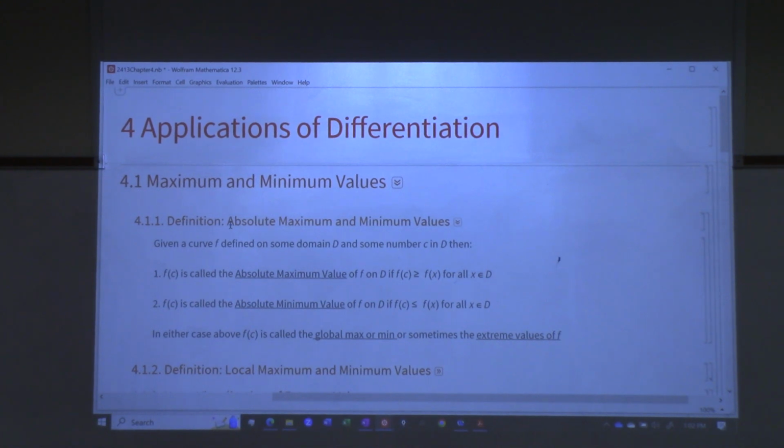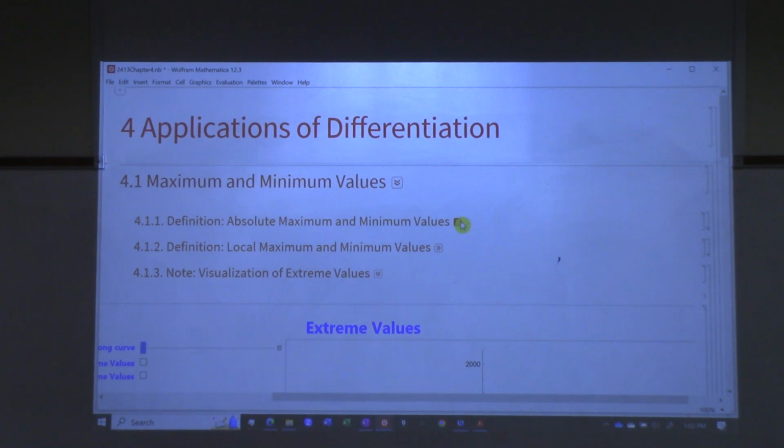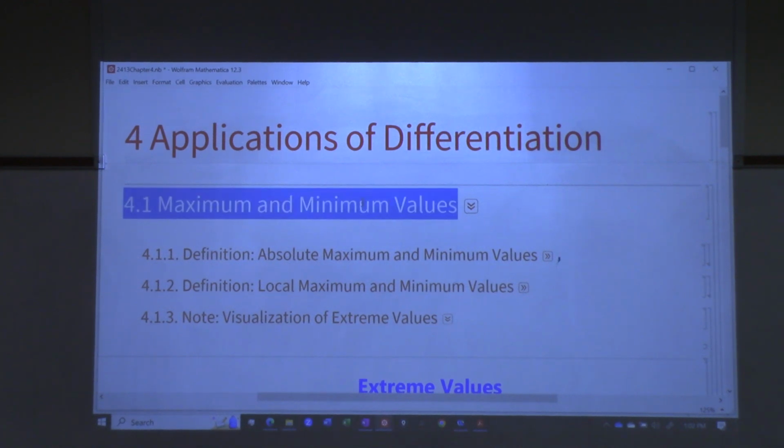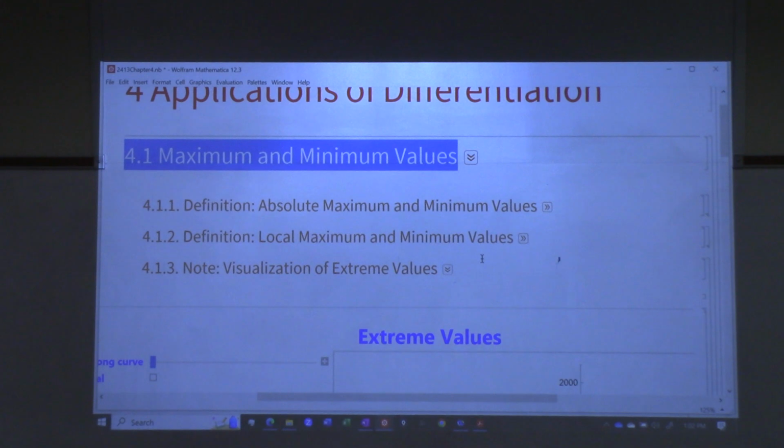So the first section here is called maximum and minimum values. Let me make this a little bit bigger. This might be too big. Maximum and minimum values is the title of the first section. The good thing about this section is that it's very visual. So the idea is pretty easy for most students to understand. There's a lot of language in this, so we have to make sure that we understand these definitions we're going to see. All right?